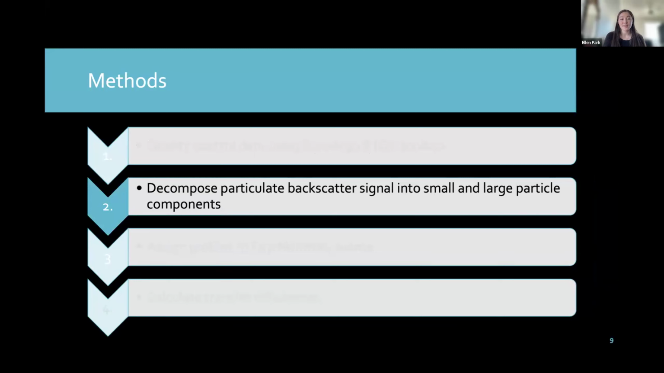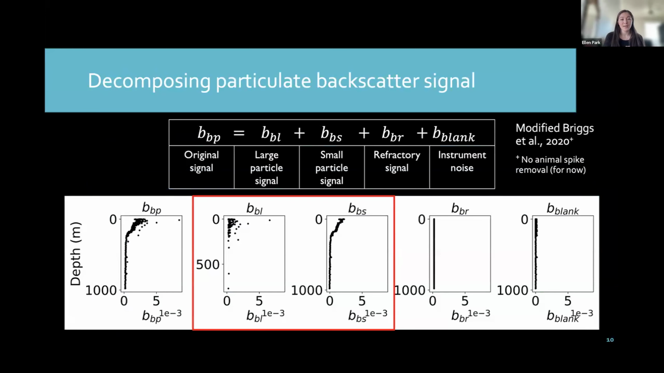Then these backscatter signals were decomposed into the large and small particle components. And the way that we did this was following a modified version of the methods from Briggs et al. 2020, where you take the original signal, which you can see on the far left, and you can break it down into a large particle component, which is more of these spiky outliers, a small particle component, which is the smooth profile, and then a refractory signal, which is more of like the background signal, and then a blank, which represents instrument noise. I just wanted to note for all the backscatter people that as of right now, there's been no animal spike removal, but that will be integrated in the future.